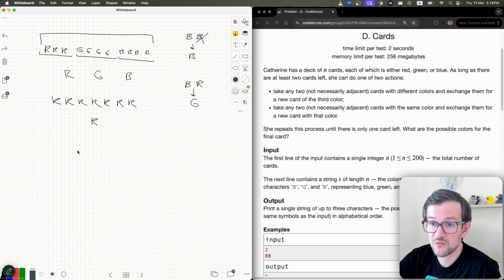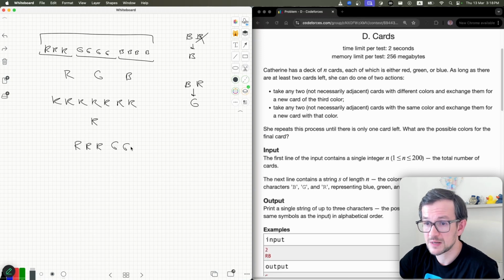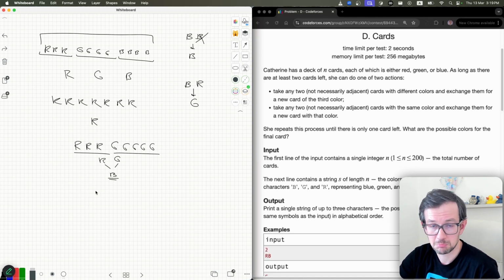And finally, we have the last case. If we have some number of red cards and some number of green cards, what can we do? So again, let's play. For example, we can replace all these cards with a single R and all these with a single G, and then combine them to get a blue card. So this is always an option. So if you have cards of two different types, you can get one card of the third type in the end.